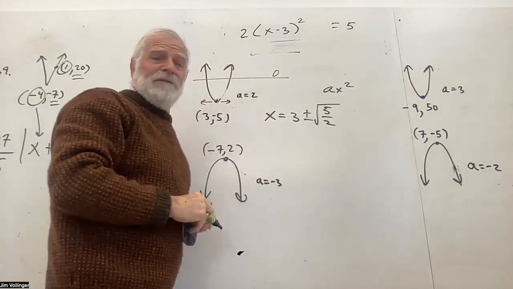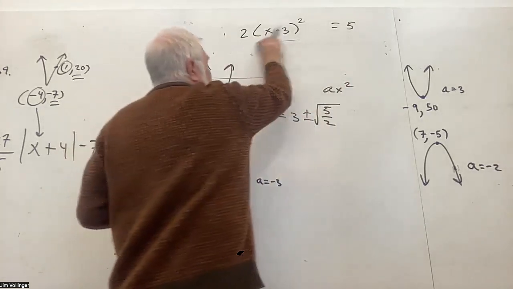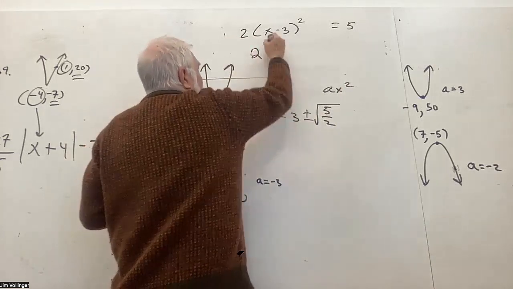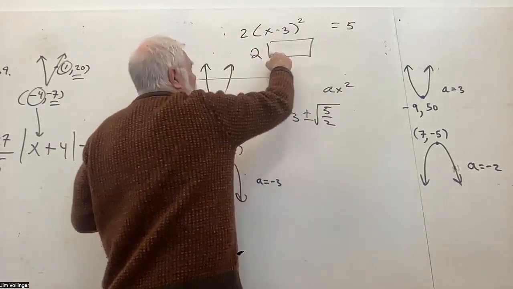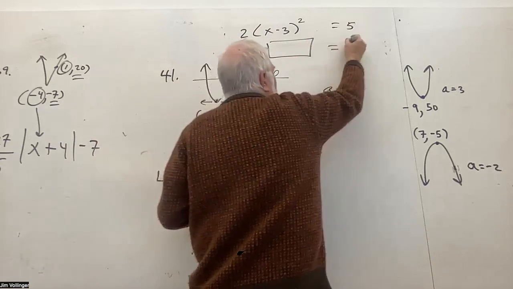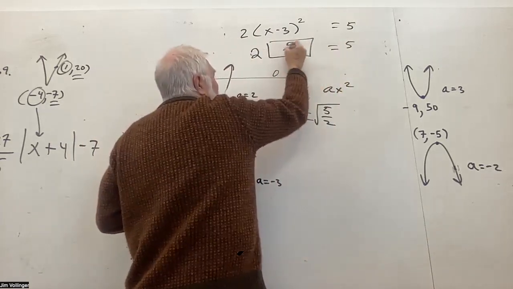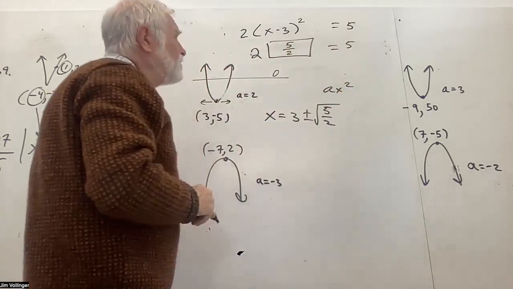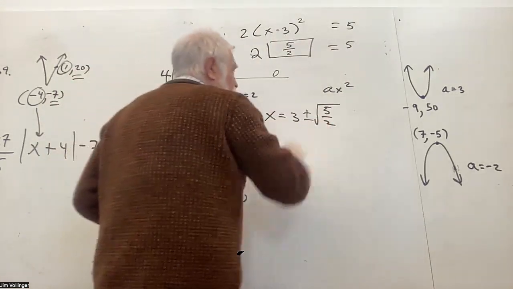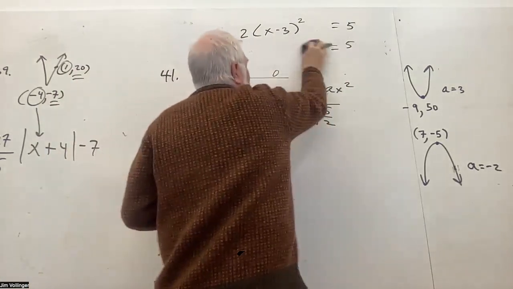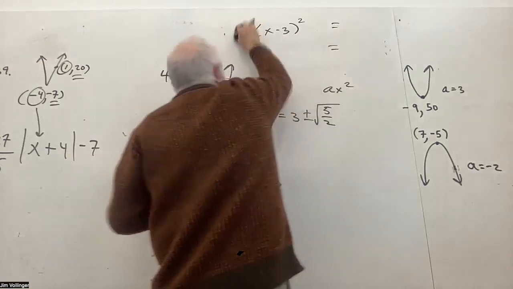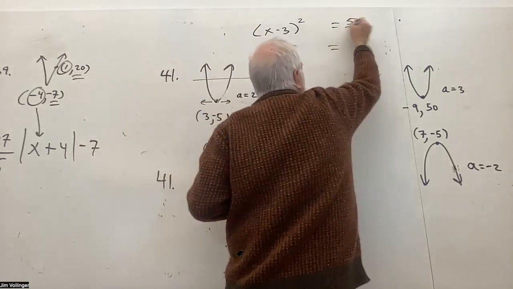And 5 is part of your answer. Now, if you're doubling something, and that is the rest of it here, x minus 3 squared, and you want 5, then this better be 5 halves. That's part of your answer. So I guess we divide by 2 and move the 2 to the other side.